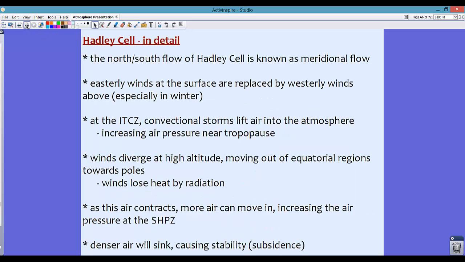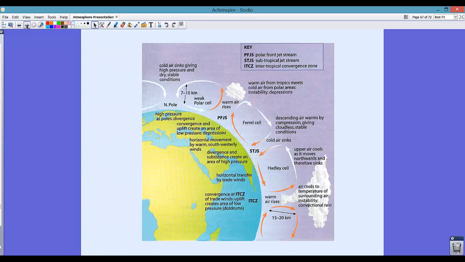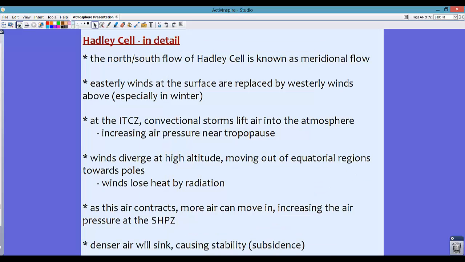Now, in more detail, let's talk about that Hadley cell. I might go back to take a look at that picture. You'll also notice that there's a picture coming forward as well. But let's take a look at the Hadley cell in detail. I'll break it down into a little bit more detail. This north-south flow of the Hadley cell is known as meridional flow.